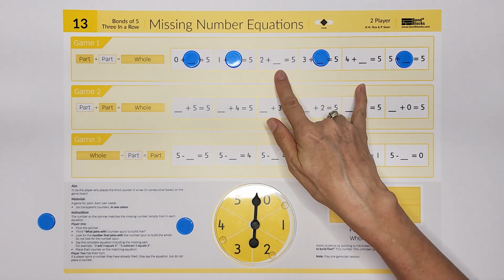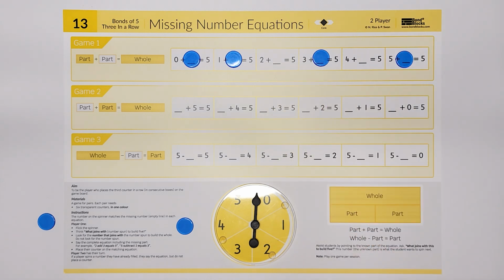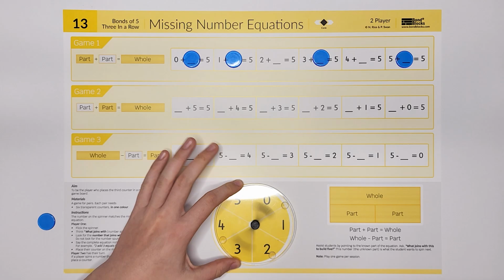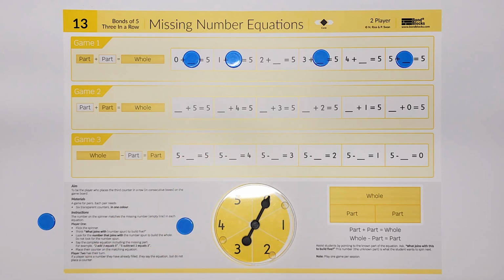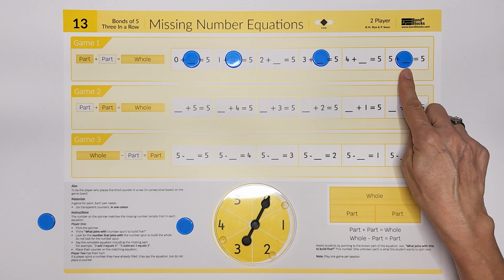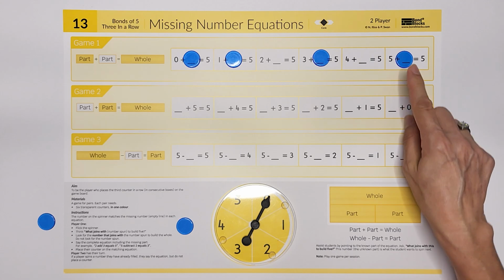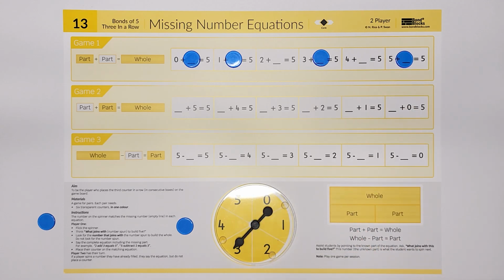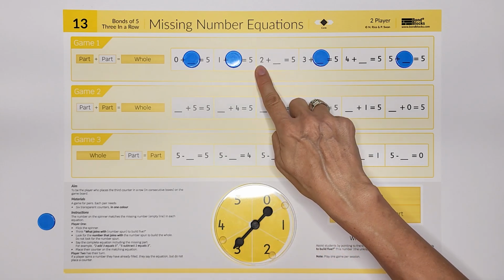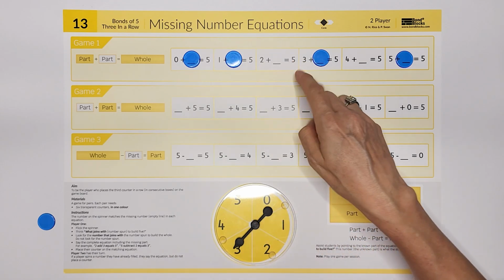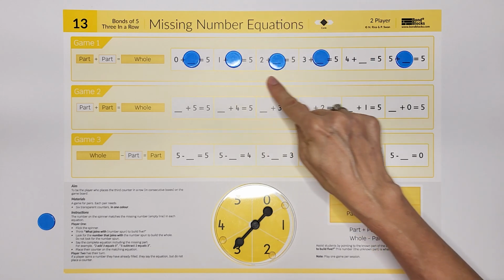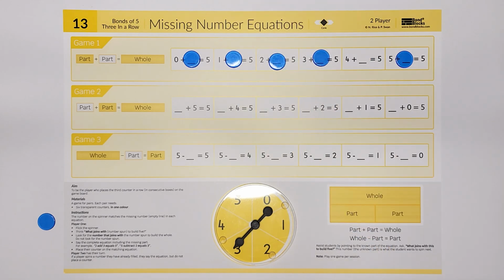Now, if you get either of these two, you're the winner. 0 add 5 equals 5. Good. Karis couldn't place it because I already have. And I got the 3, so I say 2 add 3 equals 5, and because I was the player to make 3 in a row, I win for that game. Now it's your turn.